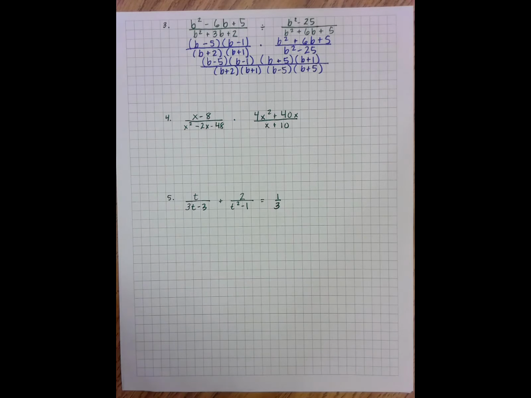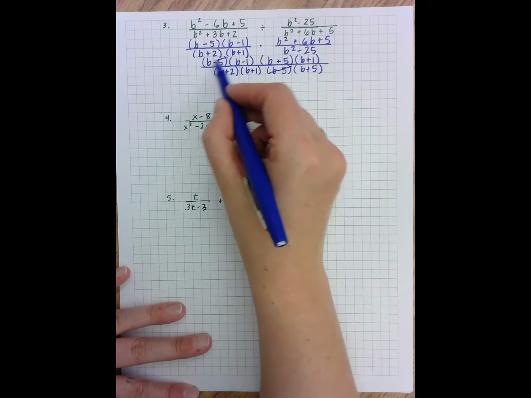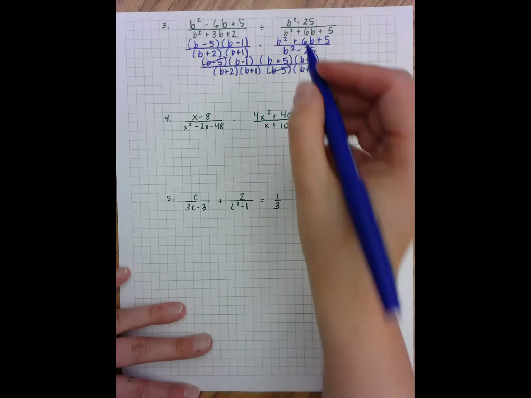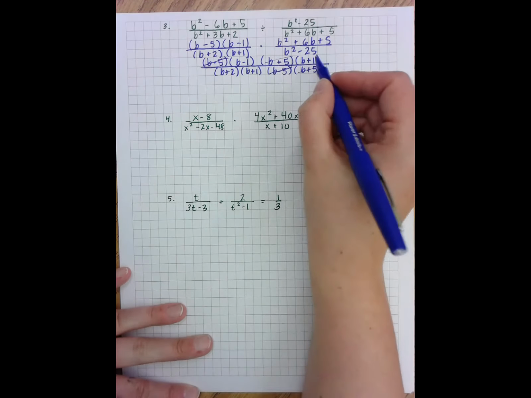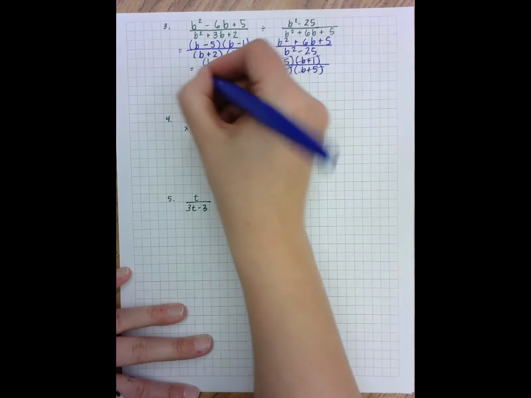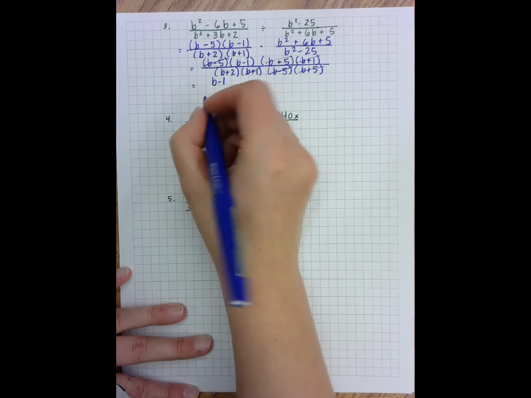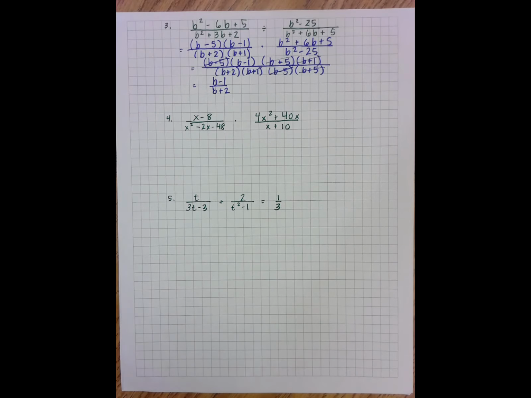Remember, since I'm multiplying the fractions, really I'm multiplying everything on top along with everything on the bottom. So now I'm looking for ones. Well, I have a b minus 5 and a b minus 5. So b minus 5 divided by b minus 5 is 1. b plus 5 divided by b plus 5 is 1. b plus 1 divided by b plus 1 is 1. So I'm left with a b minus 1 in the numerator and a b plus 2 in the denominator. And I don't need to use parentheses anymore since there's nothing being multiplied to the b minus 1 on the top or the b plus 2 in the denominator.